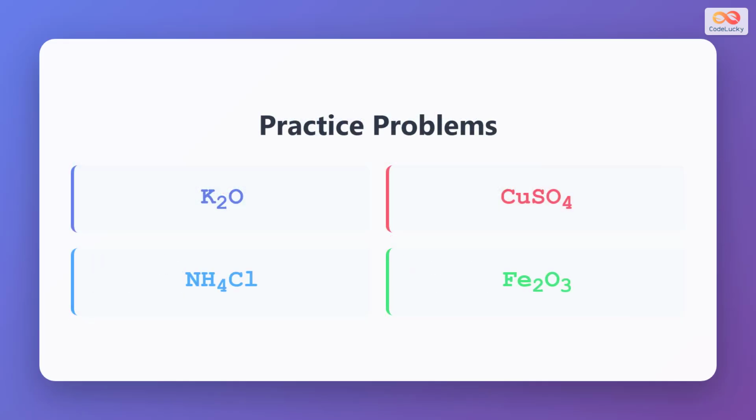Now it's time to test your understanding with some practice problems. Try naming these 4 compounds on your own before checking the answers. K2O is potassium oxide. CuSO4 is copper(II) sulfate, using Roman numerals because copper can have multiple charges. NH4Cl is ammonium chloride, where ammonium is a polyatomic cation. Fe2O3 is iron(III) oxide. With practice, naming ionic compounds will become second nature, and you'll be able to identify and name these substances quickly and accurately.